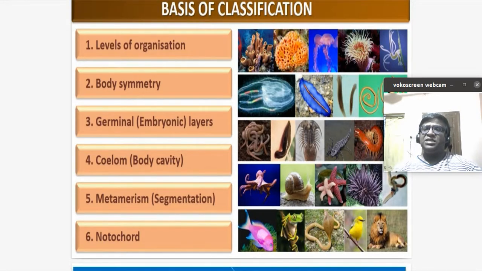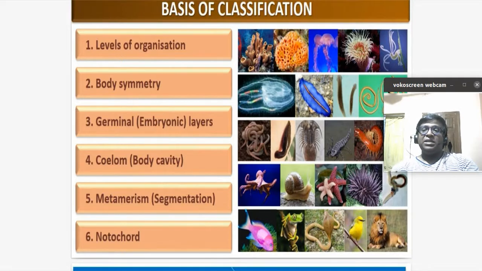So the basis of classification of this into various phylum is based on the levels of organization. When I'm talking about levels of organization, some of the organisms like phylum Porifera exhibit cellular grade of organization. So they do not even have tissues. Then phylum Coelenterata and phylum Ctenophora exhibit tissue grade of organization. Phylum Platyhelminthes exhibit organ level of organization.